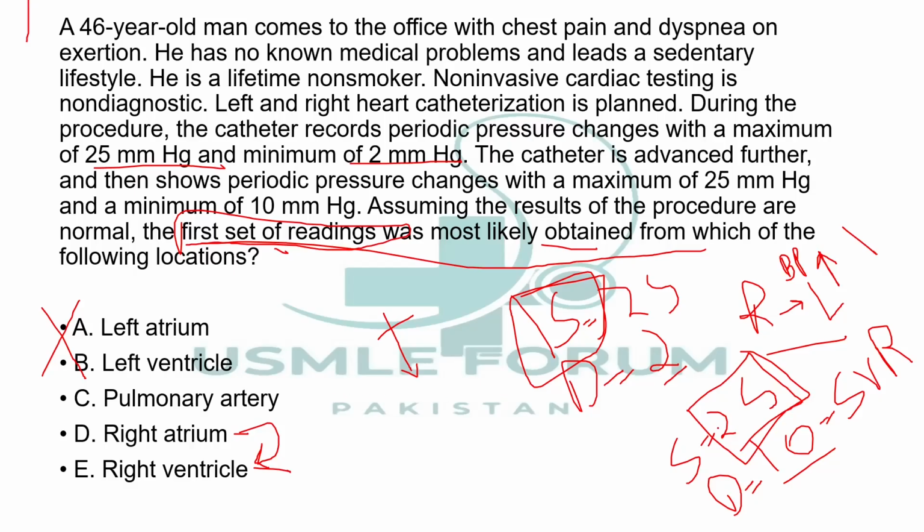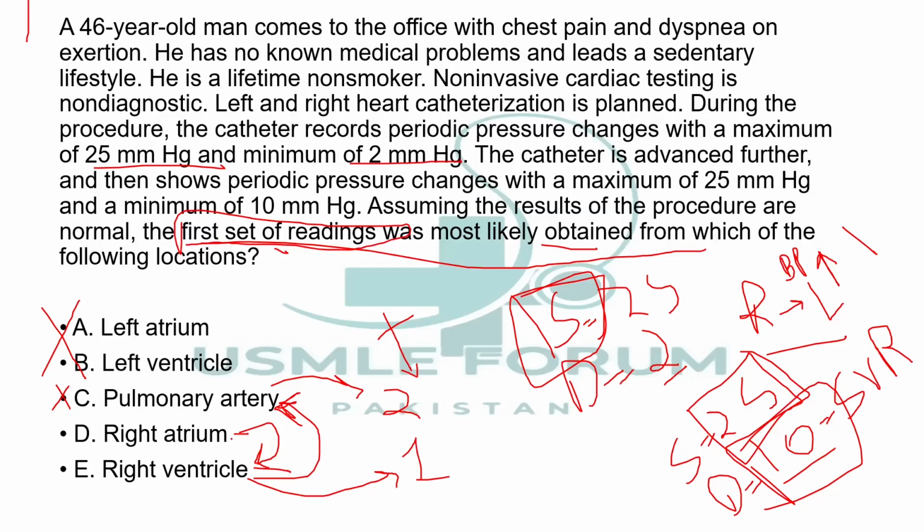But since the diastolic pressure is the only pressure changing, which means that the blood is going from a system of lower resistance to a system of higher resistance, which means the blood is moving from the ventricle to the artery. So the second reading is obtained from the pulmonary artery, which is the wrong answer in this case. And the first reading is obtained from the ventricle.